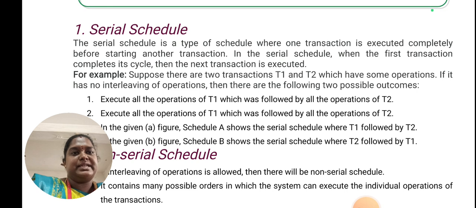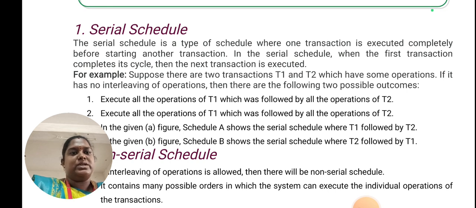schedules concept. A serial schedule is a type of schedule where one transaction is executed completely before starting another transaction. In a serial schedule, when the first transaction completes its cycle, the next transaction is executed. For example, suppose there are two transactions T1 and T2 that have some operations. If there is no interleaving of operations, then there are two possible outcomes.